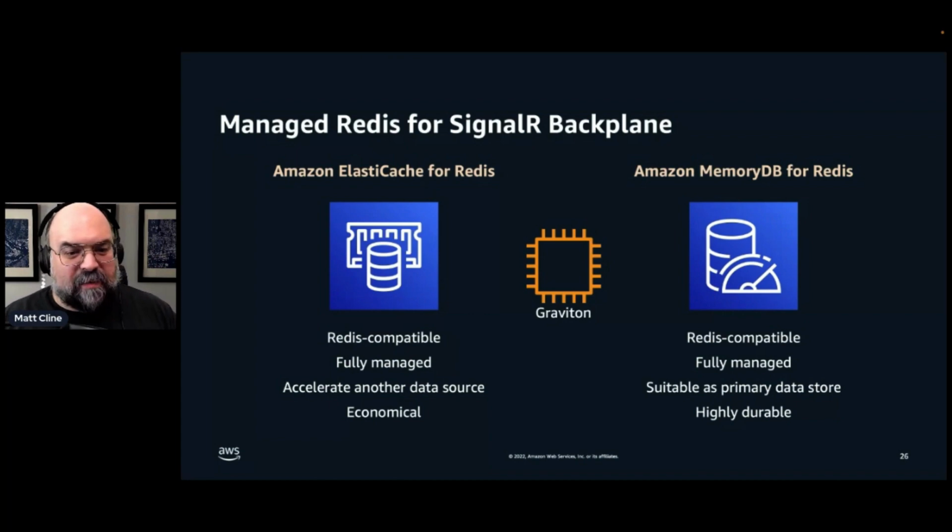Graviton is AWS's custom-designed ARM CPU. For fully managed services like Elasticache and MemoryDB, Graviton is an easy choice because there's no extra effort on your part. And for .NET workloads, whenever you can run them on Graviton, you should. They'll be both faster and cheaper. You can actually use Graviton on all of the compute options we've mentioned here, EC2, containers, and Lambda.